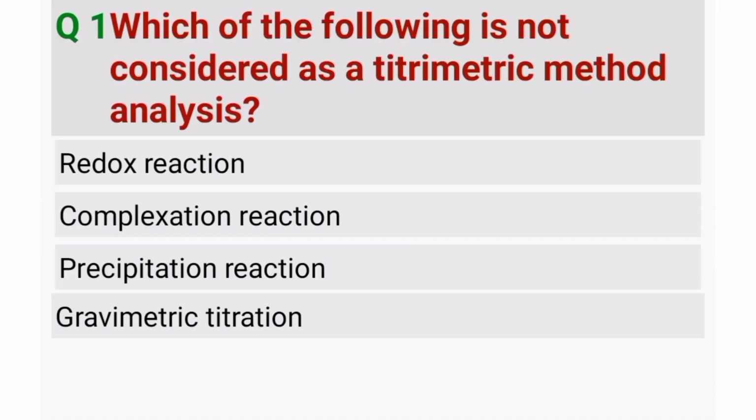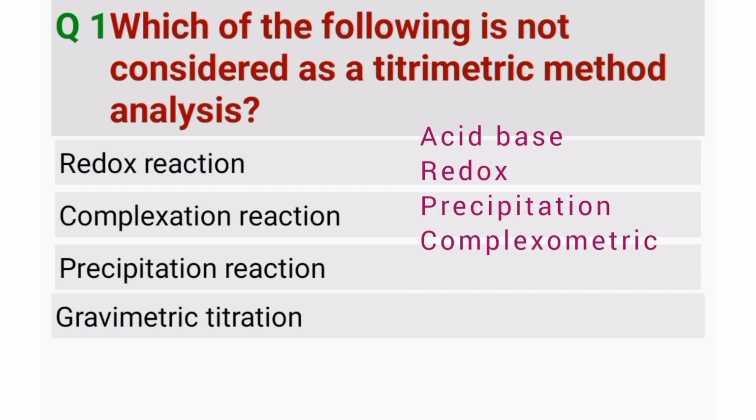Question number 1. Which of the following is not considered as a titrimetric method of analysis? Options are redox reaction, complexation reaction, precipitation reaction, and gravimetric titration. Here, titrimetric methods of analysis include 4 reactions. They are acid-base reaction, redox reaction, precipitation reaction, and complexometric reactions.